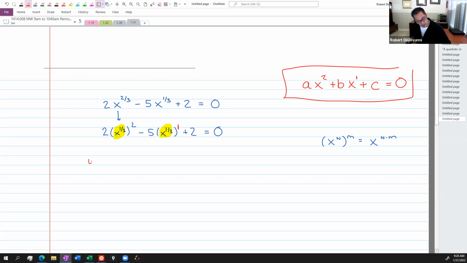So I'm going to make my substitution. u is equal to x to the 1/3. And once I do that, I can rewrite the equation.